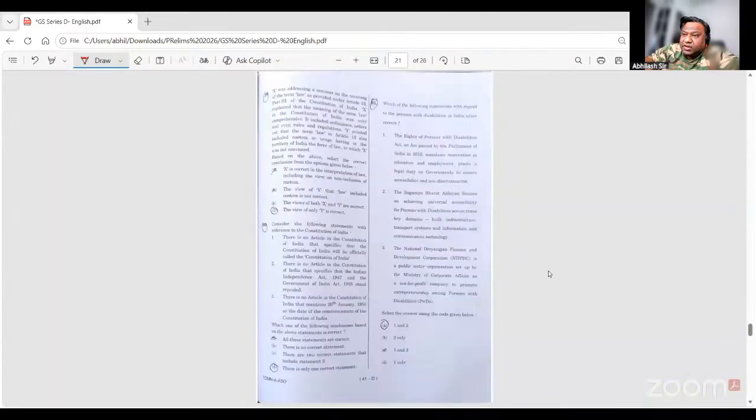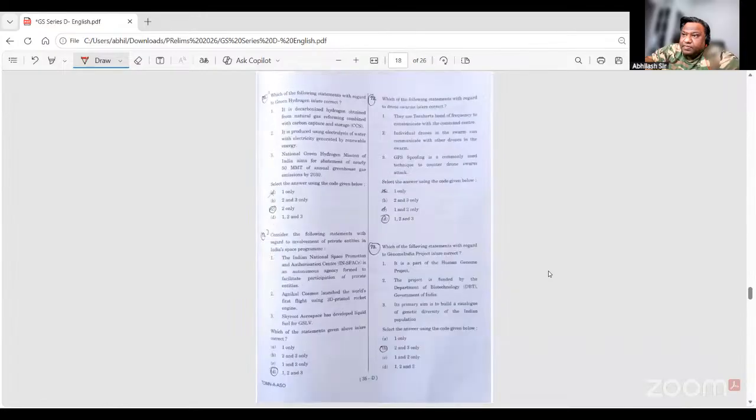Question 72 जो था, which of the following statements with regard to drone swarms is/are correct? They use terahertz bands of frequency to communicate with command center. Individual drones in the swarm can communicate with other drones in the swarm. GPS spoofing is a commonly used technique to counter drone swarm attack. Select the answer using the code given below.